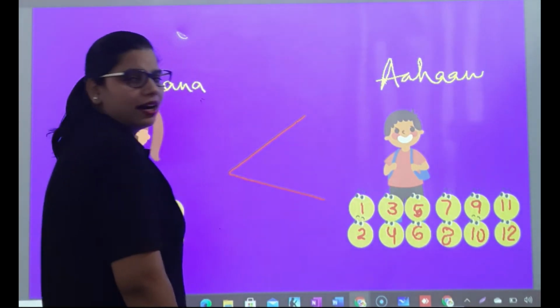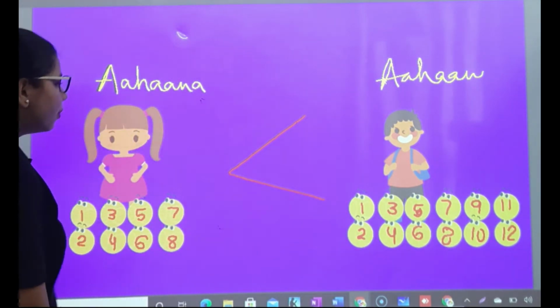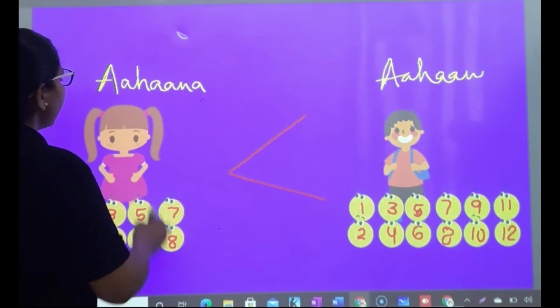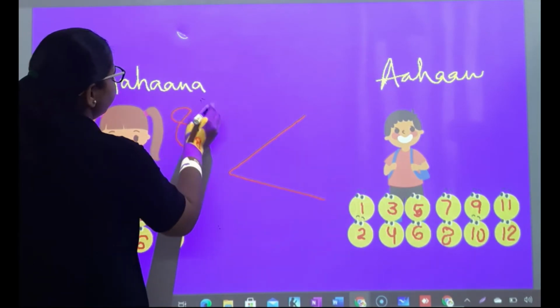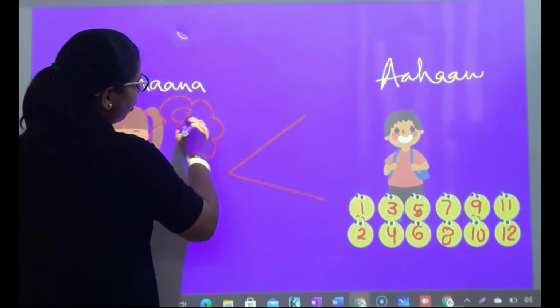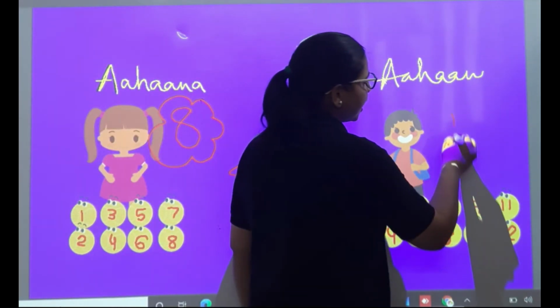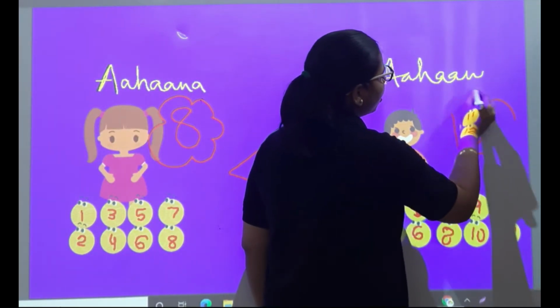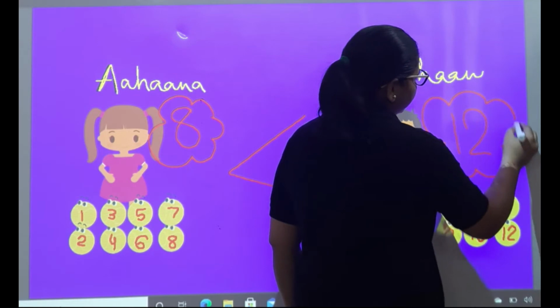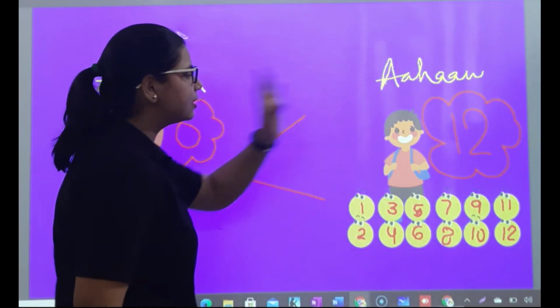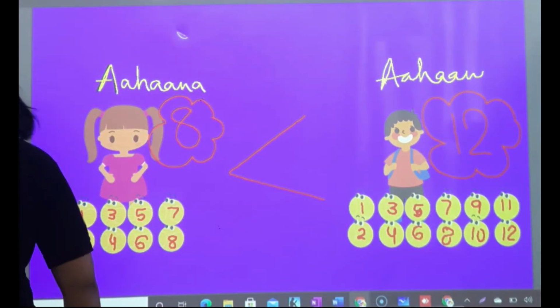Definitely Ahan. Ahan is having more balls. Right, bacha? Ahana is having just 8 balls. Only 8 balls. And Ahan is having 12 balls. So who is having more balls? Ahan is having more balls.